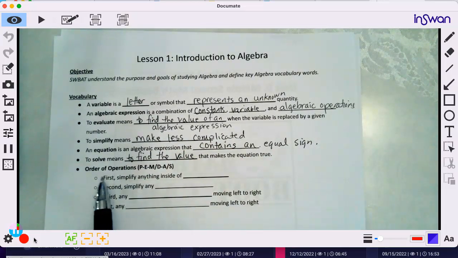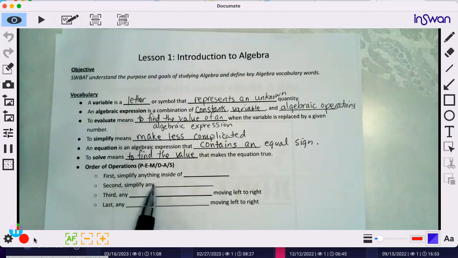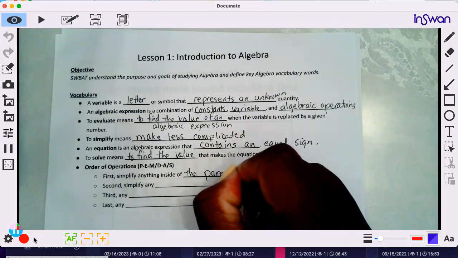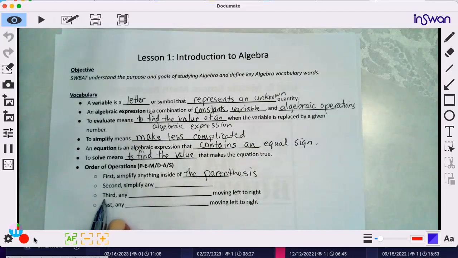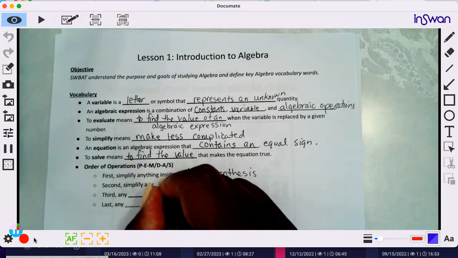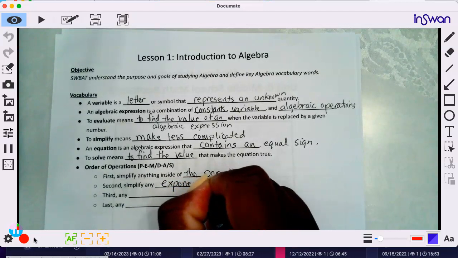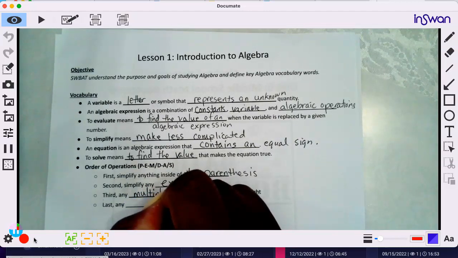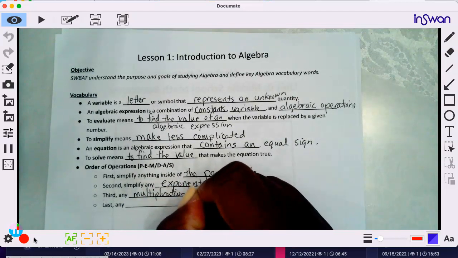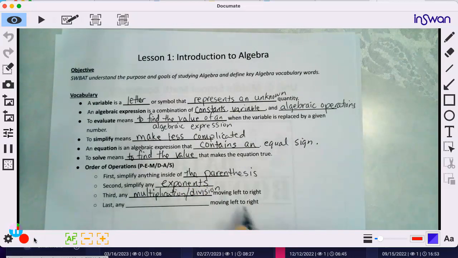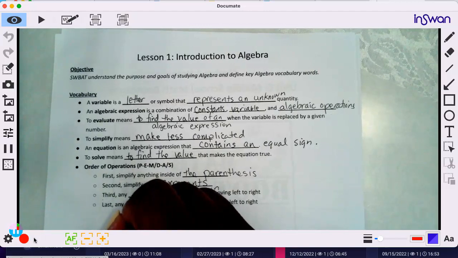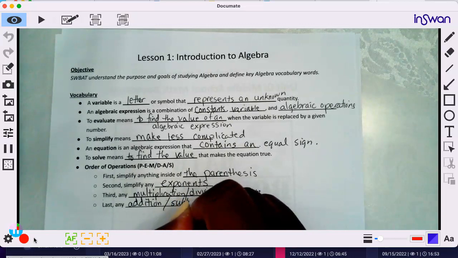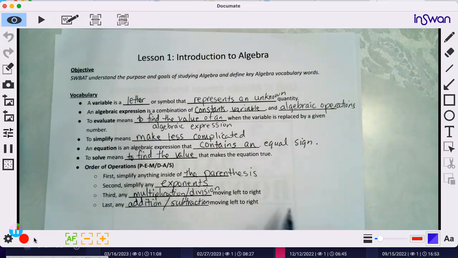We're going to remember order of operation, PEMDAS. First, simplify anything inside of the parentheses. Second, you're going to simplify any exponents. Third, any multiplication or division, and you'll be moving from left to right. Last, any addition or subtraction, again moving from left to right.